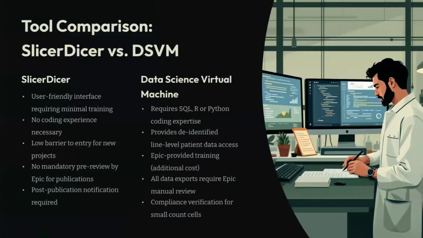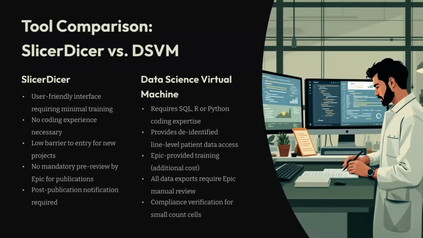So just to provide a high-level comparison of Slicer-Dicer versus the DSVM. As we already discussed, Slicer-Dicer is a user-friendly interface. It doesn't require much training to use. It doesn't require any coding knowledge other than a basic understanding of Excel. And so it's a nice low barrier to entry for projects. At many institutions, you're not going to have many barriers to getting a new project going, aside from putting in a disclosure statement in Cosmos and starting looking at data, essentially. And there's no necessary mandatory pre-review of the data that you extract by Epic.